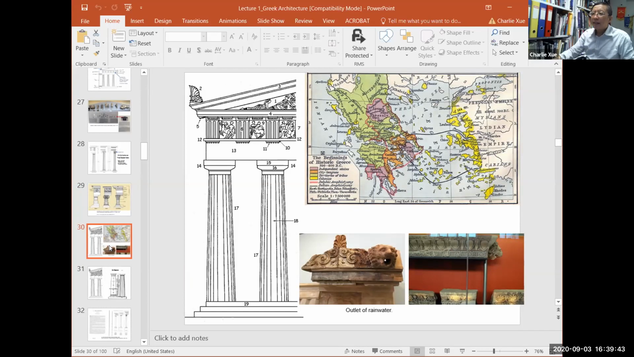And this is a Doric column, and this map shows the location. Where is that? And also you can see this animal. Okay, this may be a leopard, and it opens the mouth. This is the outlet for the rainwater. So you can see the Greek people, 2,000 years ago, were already very clever to make these small components.